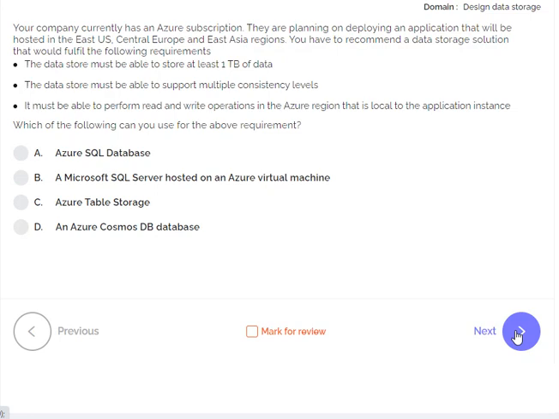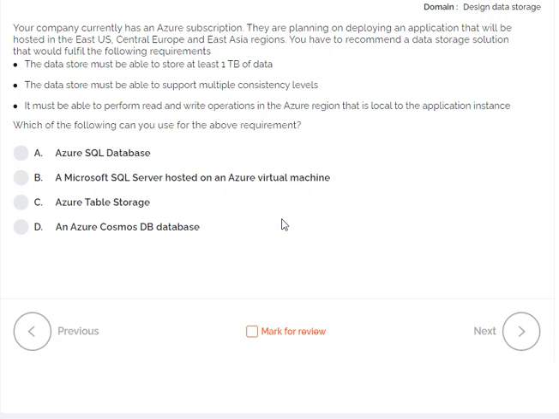Your company currently has an Azure subscription. They are planning on deploying an application that will be hosted in the East US, Central Europe and East Asia regions. You have to recommend a data storage solution that would fulfill the requirements. The data store must be able to store at least 1 TB of data. The data store must be able to support multiple consistency levels. It must be able to perform read and write operations in the Azure region that is local to the application instance. Which of the following can you use for the above requirements? So we have these three requirements. Just carefully go through all the requirements and then choose the correct answer.